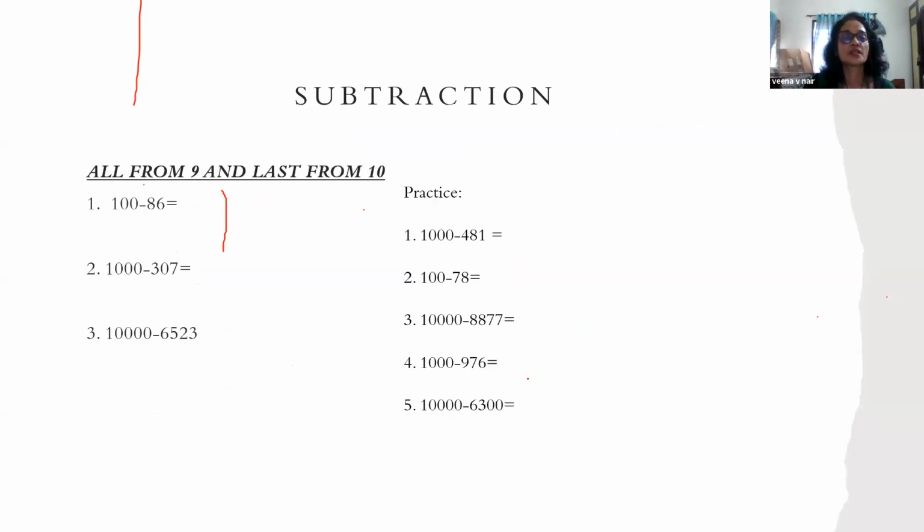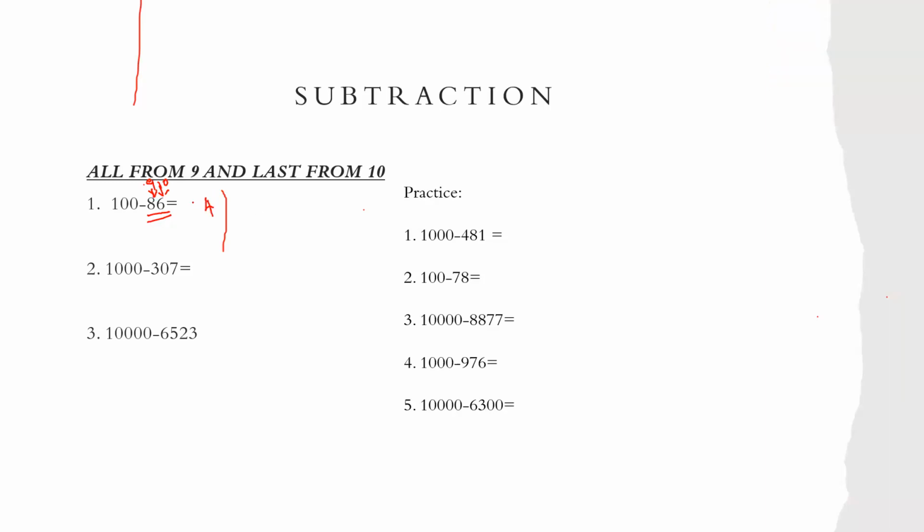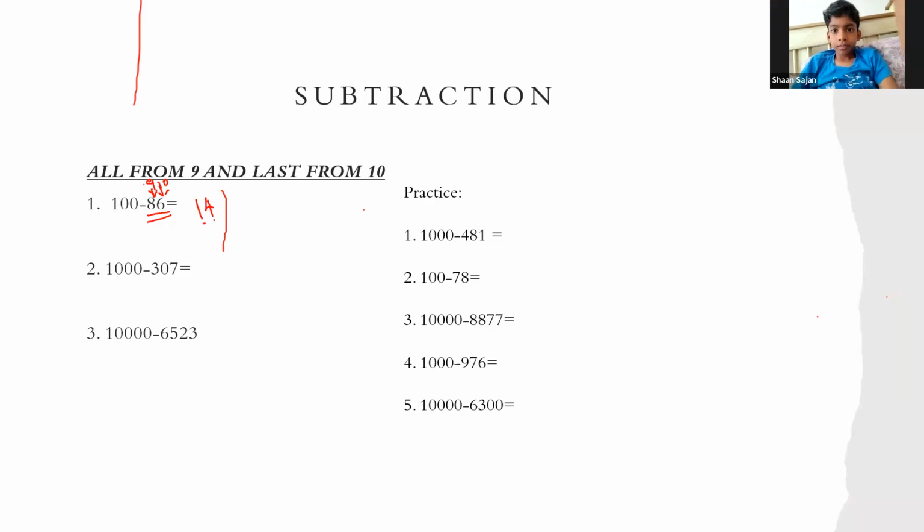Okay. Now more sums. The same way, we do 100 minus 86. The same rule we are applying. How much is 100 minus 86? Apply all from 9, last from 10. Yes, tell me. 10 minus 6 is 4. 9 minus 8 is 1. So 100 minus 86 is 14.